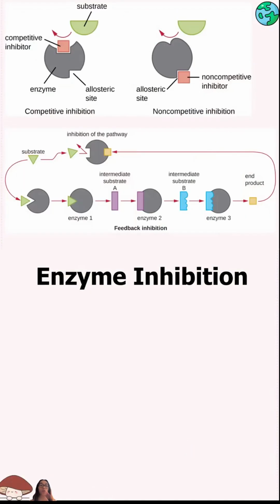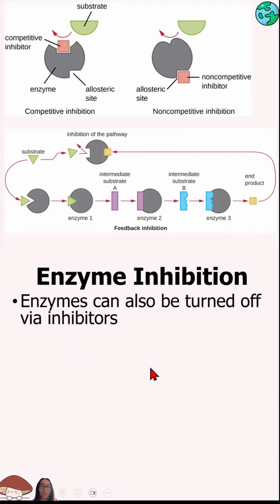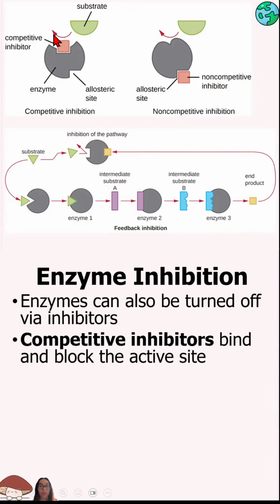And guess what? We can also turn off enzymes. So enzymes can be turned off using inhibitors. And there's two types. There's competitive inhibitors. They basically bind to the active site and block it. And so that's it, right? If you block the active site, then the enzyme can't function.